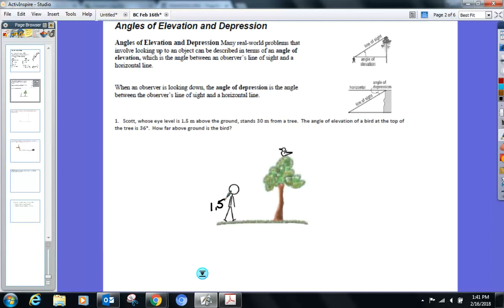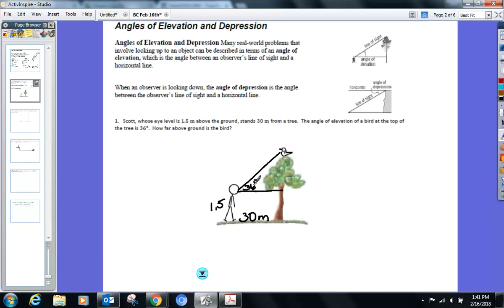Okay, ready to go? 1.5 meters above the ground, he stands 30 meters from the tree. Ready? Angle of elevation to the top of the tree, to the bird. Remember Zach standing here, looking up at the clock. How was that angle of elevation formed? With the horizontal and him looking up to whatever object he's looking up at. So here is my 36 degrees, angle of elevation, with his horizontal sight up to the object.